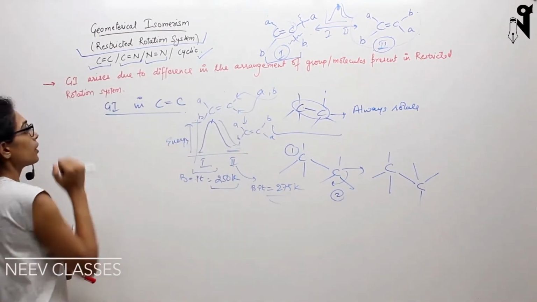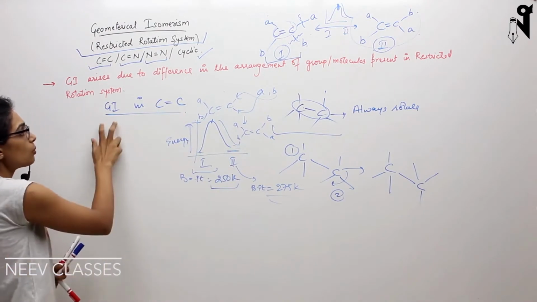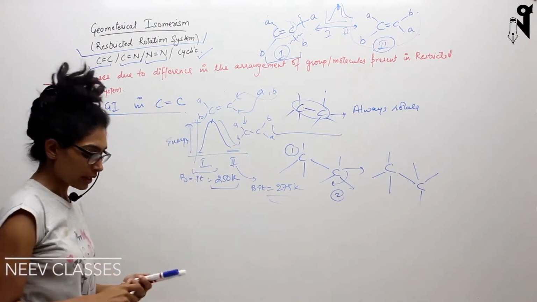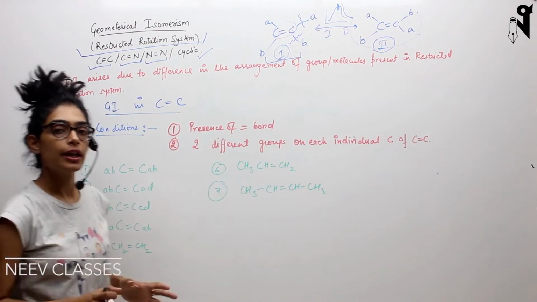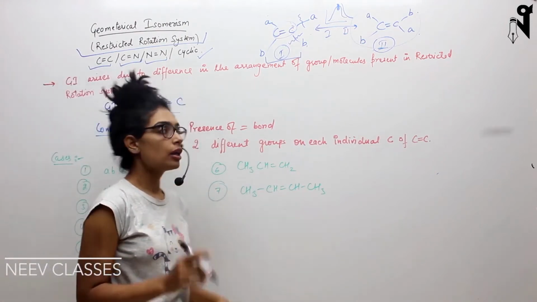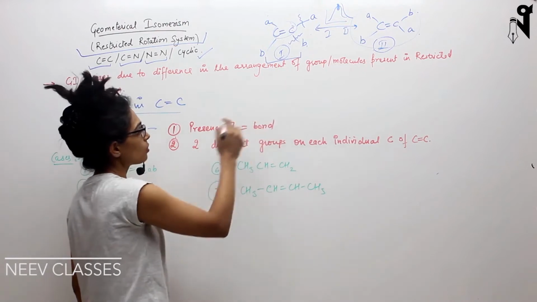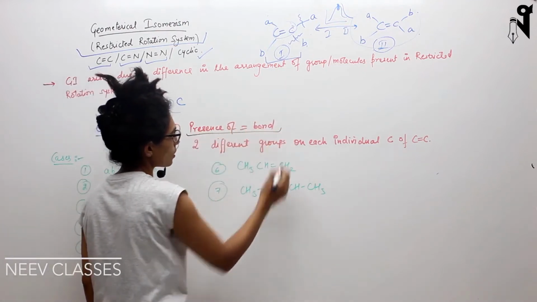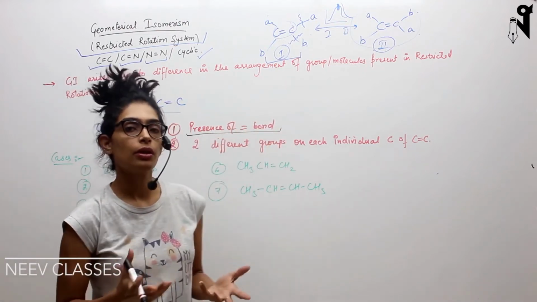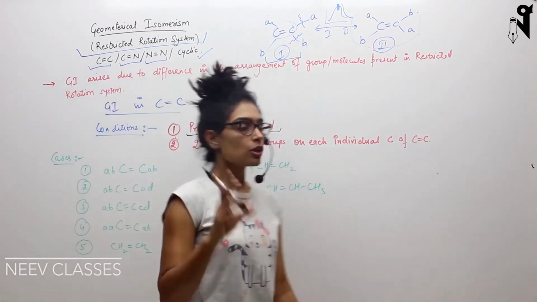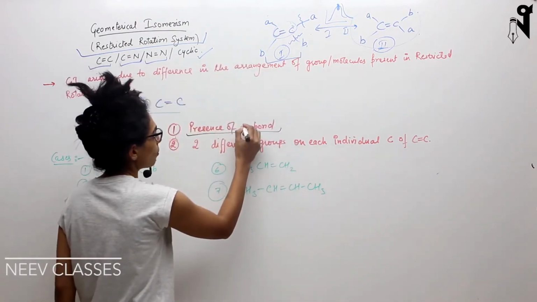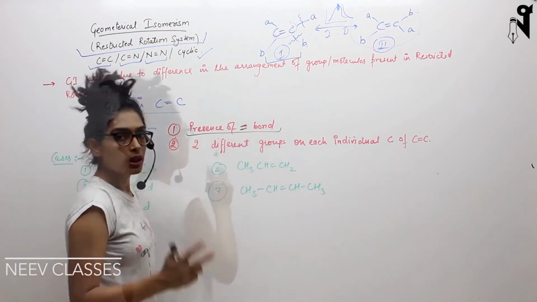Now we'll talk about the conditions required for geometrical isomerism of carbon double bond carbon. The conditions for GI in a carbon double bond carbon setup: first, and it is true for other compounds also, we require a restricted rotation system. In carbon double bond carbon, the restricted rotation system is nothing else but the double bond. So it is mandatory that a double bond is present in the molecule.